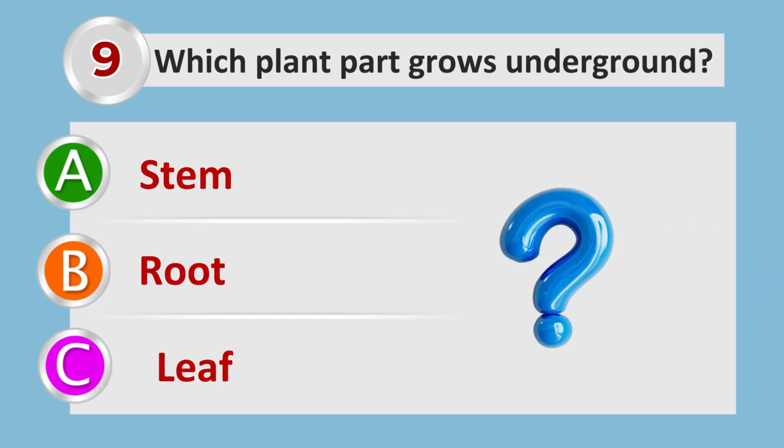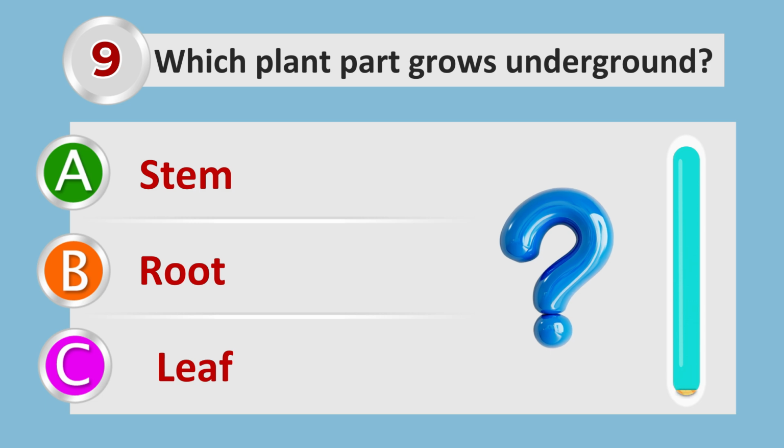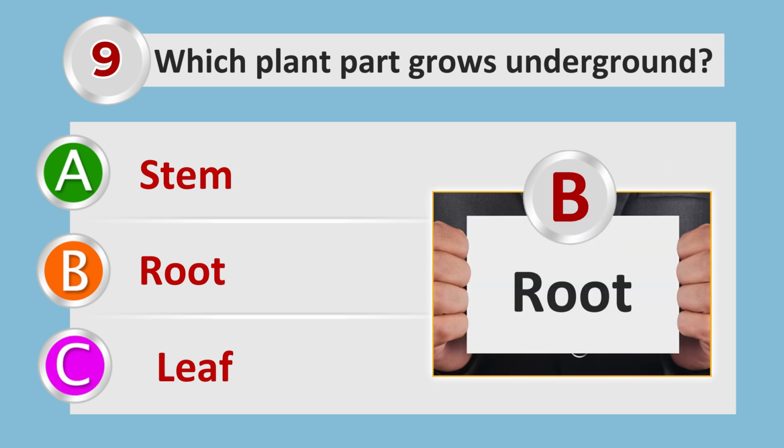Which plant part grows underground? A. Stem. B. Root. C. Leaf. Answer is the B. Root.